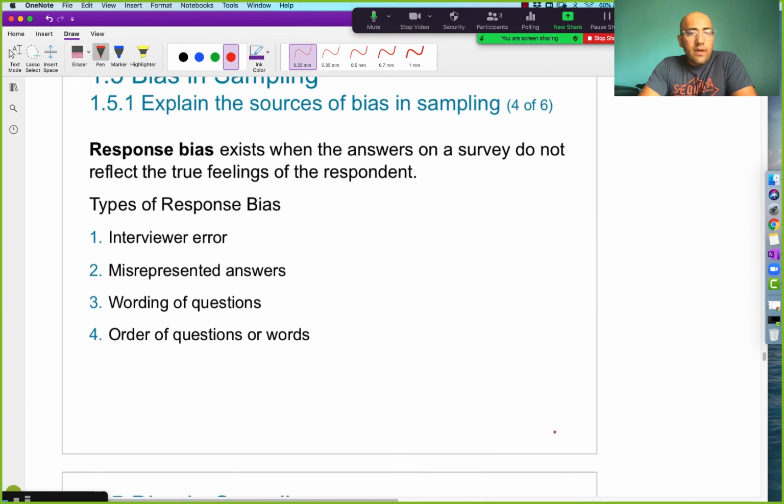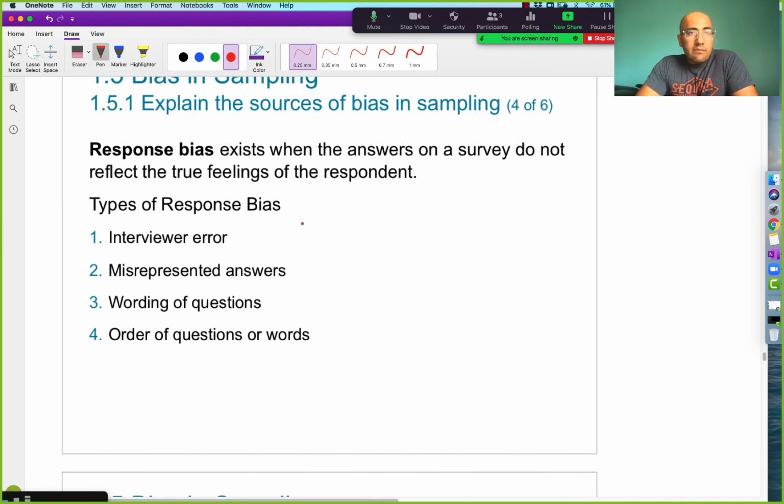Okay. Response bias exists when the answers on a survey do not reflect the true feelings of the respondent, right? So, for example, there's an interviewer error, right? So an interviewer is interacting with somebody that's a member of their sample. They're asking them questions, and maybe there's an error that happens there in communication, right? In the dialogue. There's a misunderstanding of some kind, and so therefore the response recorded doesn't truly reflect the feelings of the respondent. Good.